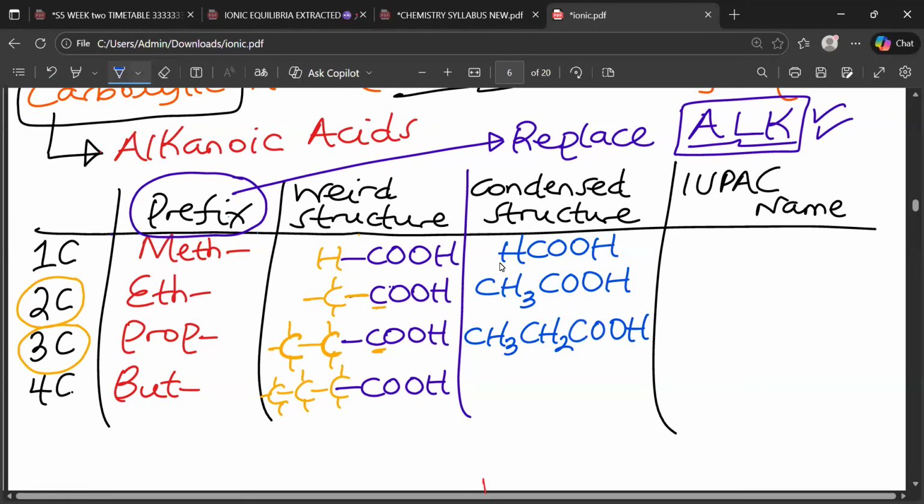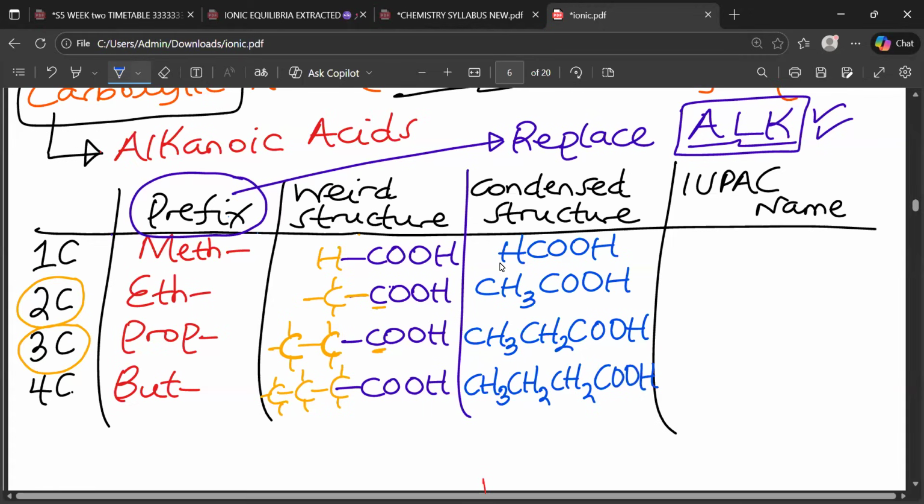Like that. Then this last one, the same thing, eh? Just have CH3, CH2, CH2, then COOH, like that.